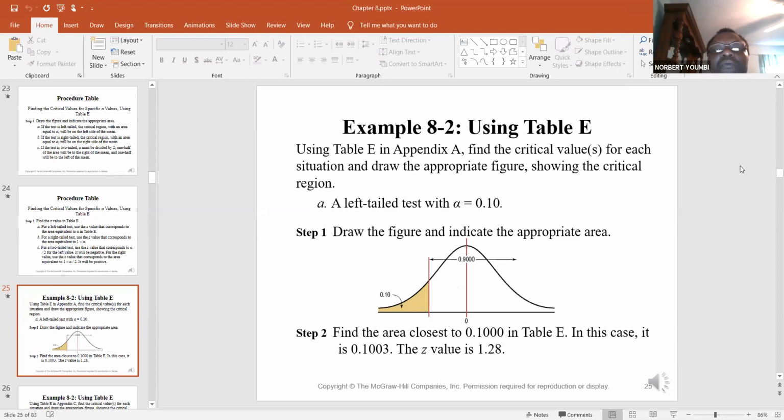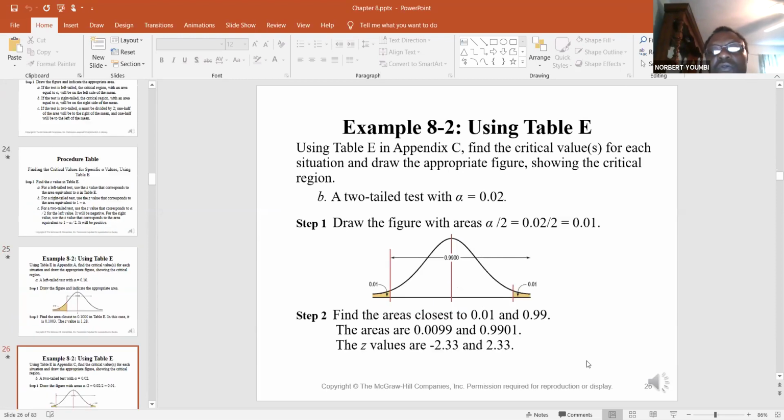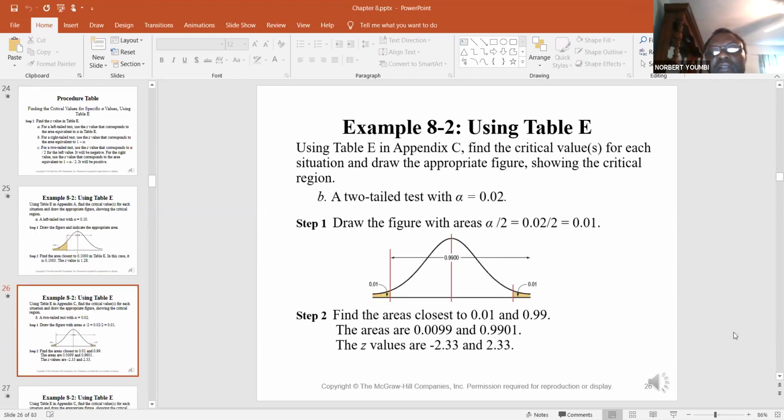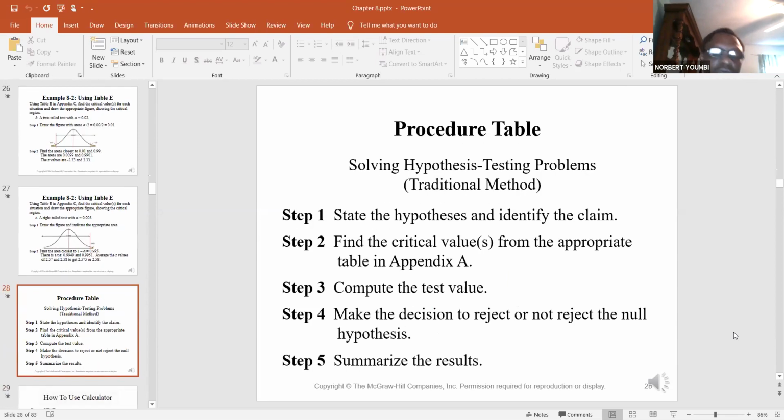So this is an example, and we have already done some of it. I want us to go to hypothesis testing per se. You can always go through it from the PowerPoint in the book.